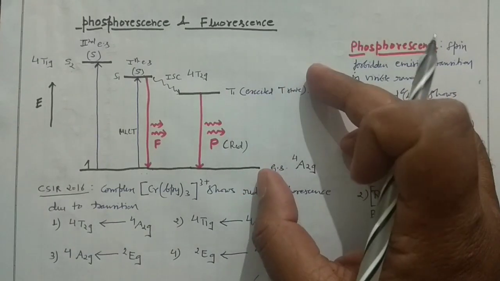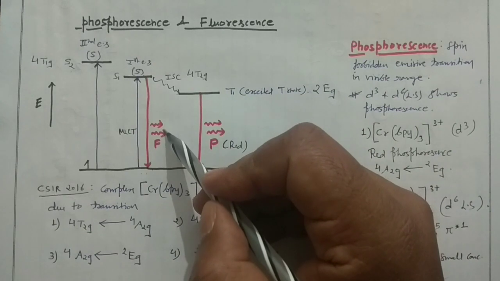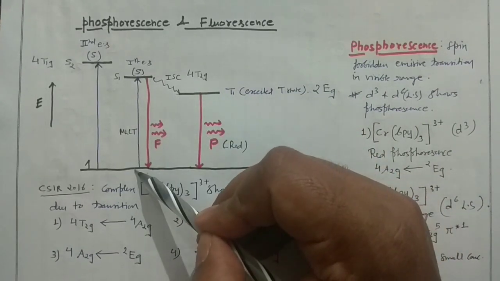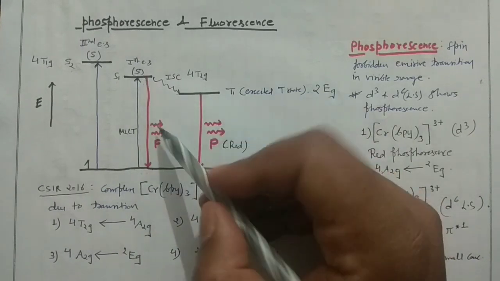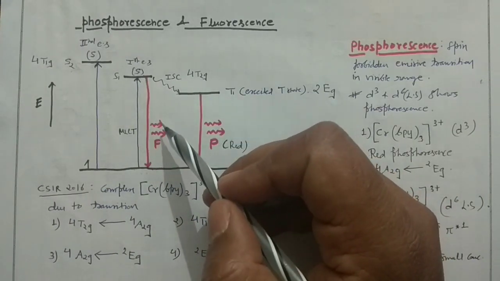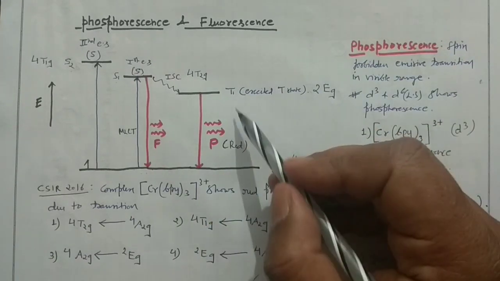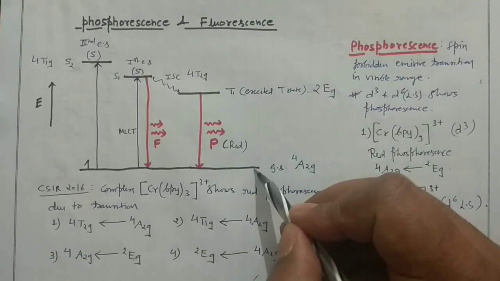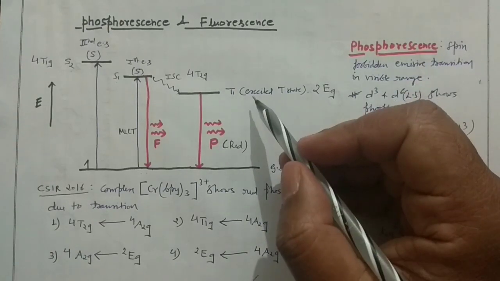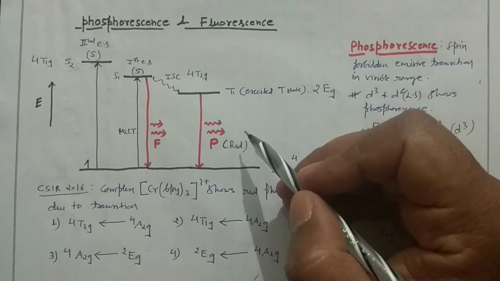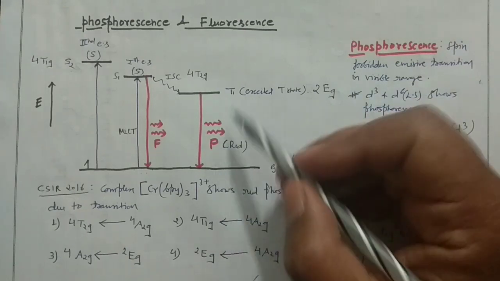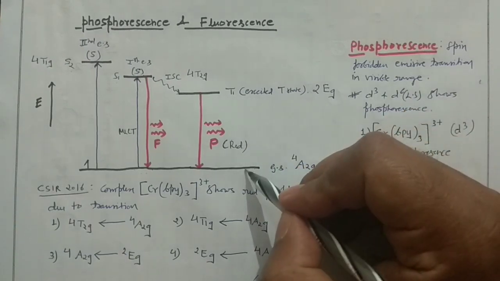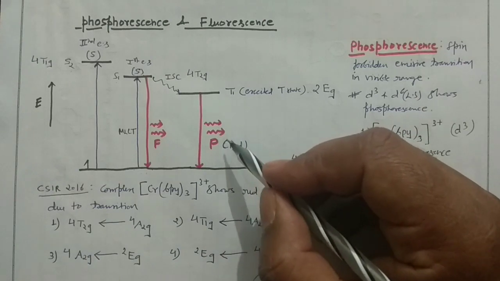So if you see here, what is the main difference? In fluorescence, you see the spin multiplicity is the same. If this is the singlet, this is also the singlet. So your fluorescence is a spin allowed transition, while here you can see this is the triplet state, and this is the ground state, say it is the singlet state. So when the radiation is emitted due to the transition from the triplet excited state to the singlet ground state, then this is known as phosphorescence.